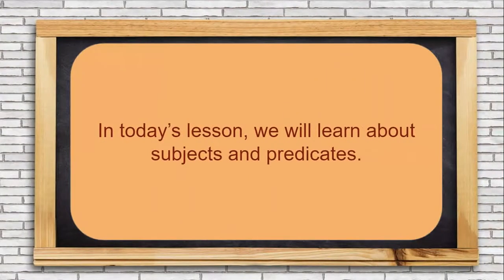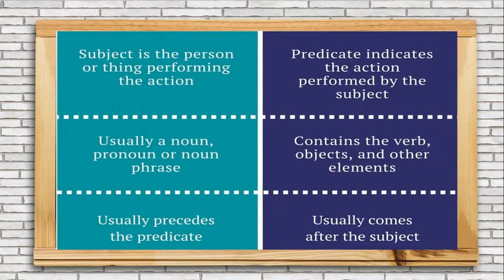In today's lesson, we will learn about subjects and predicates. Subject is the person or thing performing the action. It is usually a noun, pronoun, or a noun phrase, and it usually precedes the predicate. A predicate indicates the action performed by the subject. It contains the verb, objects, and other elements. It usually comes after the subject.